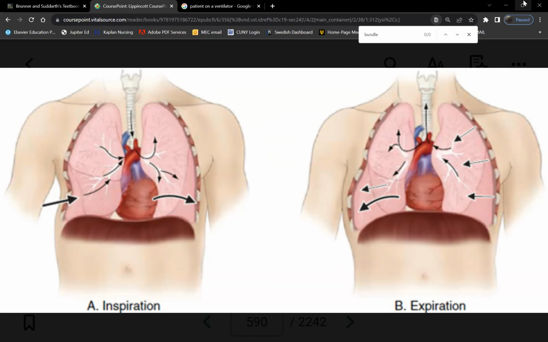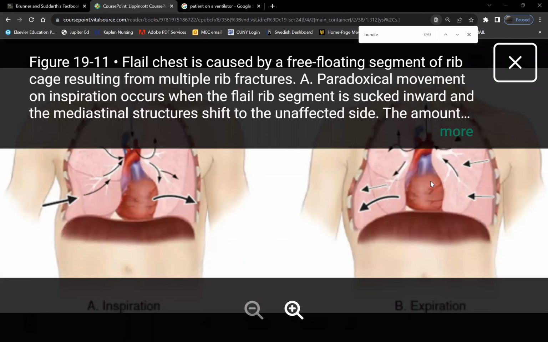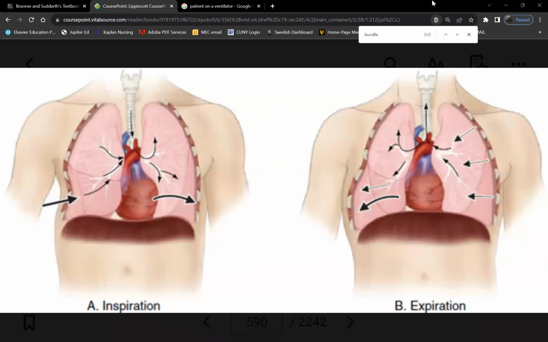This time, there will be paradoxical movement. When you inhale, this section is going to sink in. And when it does that, look at what it's doing to the mediastinum. It's moving your heart away from the mediastinum. It's compressing the large vessels. Look at the superior and the inferior vena cava. Are they still in place? They're being squeezed. So when you have a flail chest, there will be not only respiratory problems, but cardiovascular.